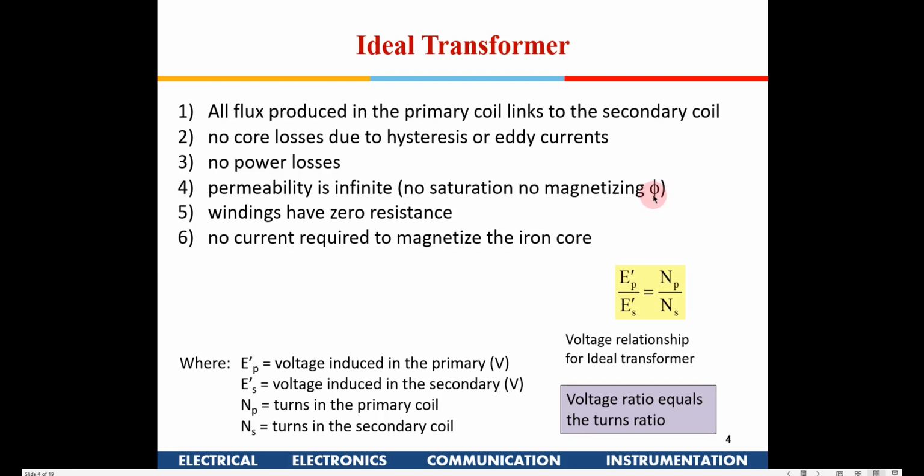The core doesn't get saturated, but in all practical metals, after some time, when all the ions in the magnet get aligned in a particular direction, it cannot further increase the magnetic field. That is known as core saturation. So we are assuming that in an ideal transformer, that doesn't happen. Windings have zero resistance, and no current is required to magnetize the iron core. The moment you apply a voltage, the core gets activated, magnetized.